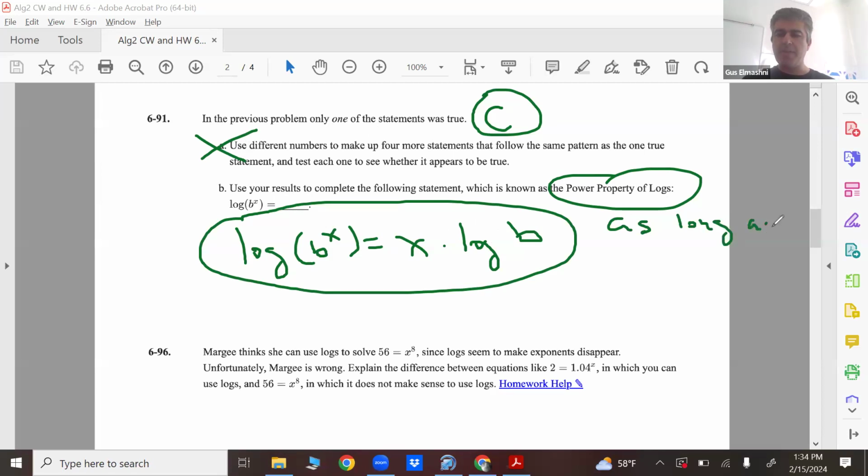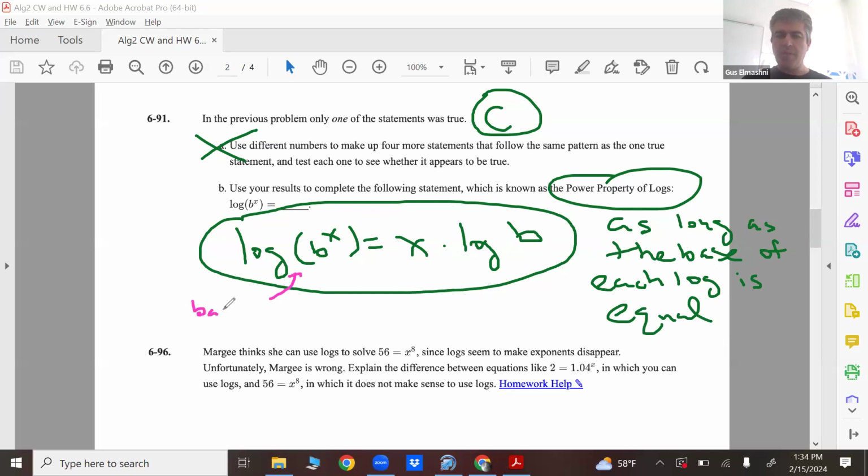As long as you don't put a base, what do we assume the base is again? 10, right? Yeah, they'll always be true.